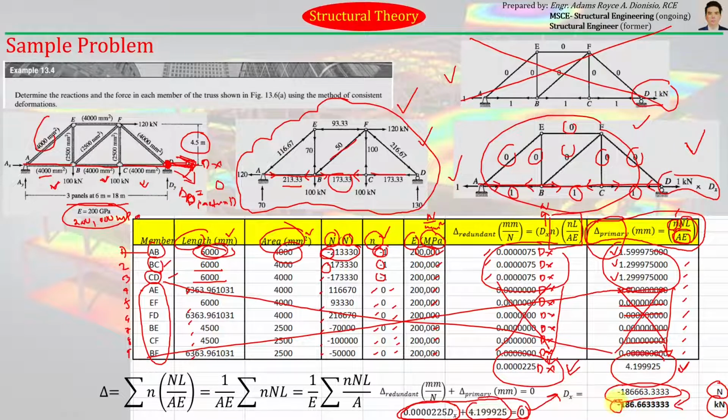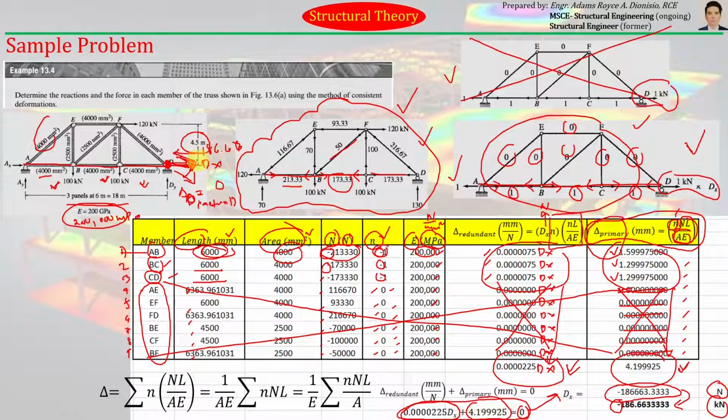But as we notice from our answer, the final answer has a negative sign, which just implies that our assumed direction, which is to the right, is actually wrong. So the correct direction must be the opposite of that. So dx must be oriented to the left. That is the correct orientation or direction of the reaction at joint D.